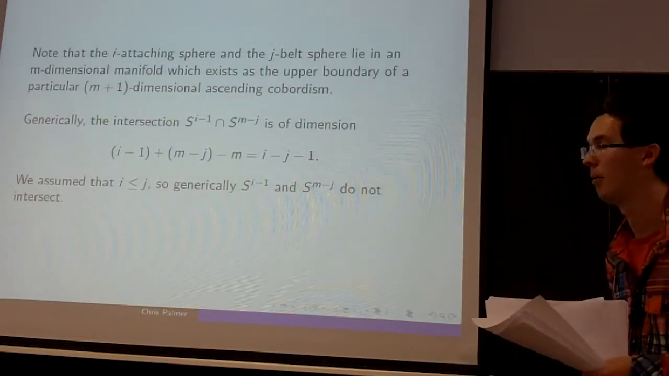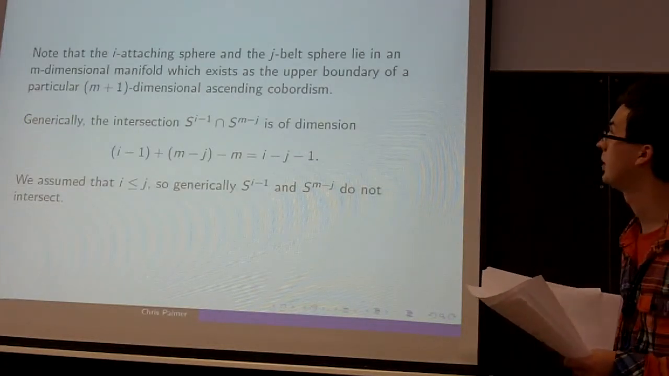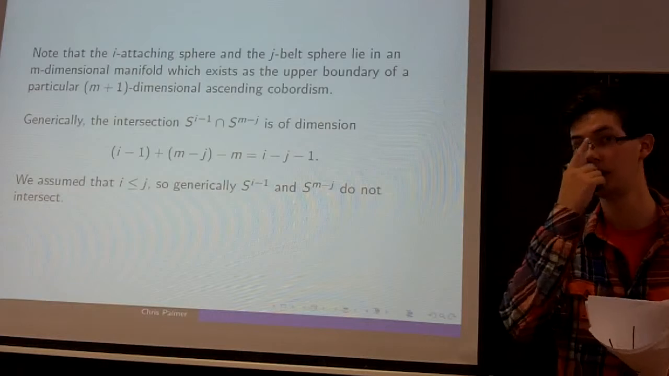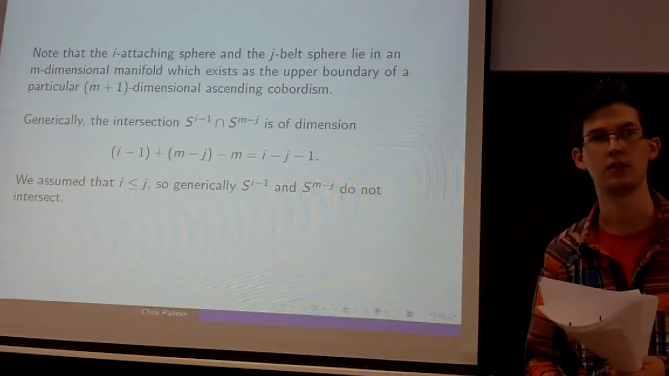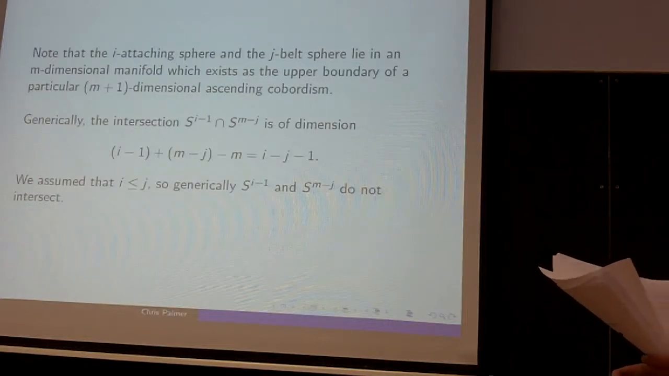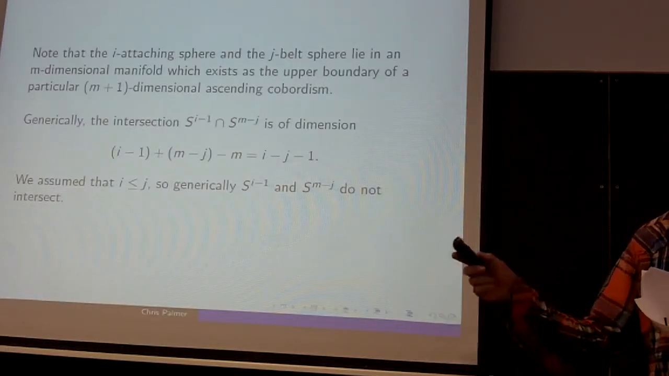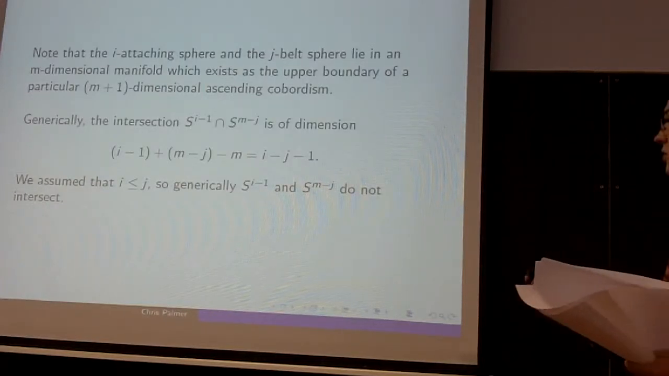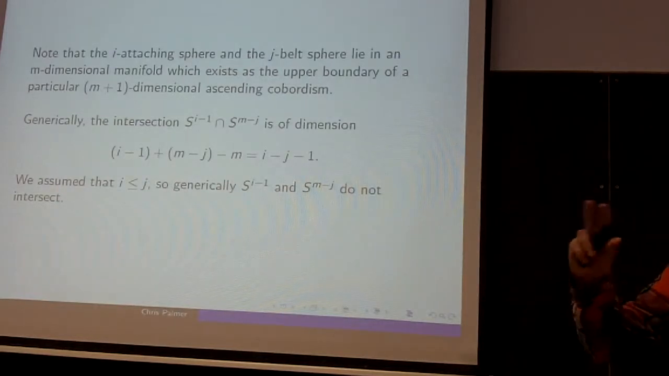So remember that I was less than or equal to J, so generically we should be in the first situation, because the attaching sphere of the I handle and the belt sphere of the J handle lie in the boundary of some n+1 dimensional ascending cobordism. This boundary is n-dimensional, and so generically we expect the intersection of an (I-1)-sphere and an (n-J)-sphere to be of dimension I-J-1 when these live inside an n-dimensional manifold. But we assume that I was less than or equal to J, so generically they don't intersect and we're okay. Perhaps in the special case where they do intersect, you could perturb the Morse function to try and remove this problem.